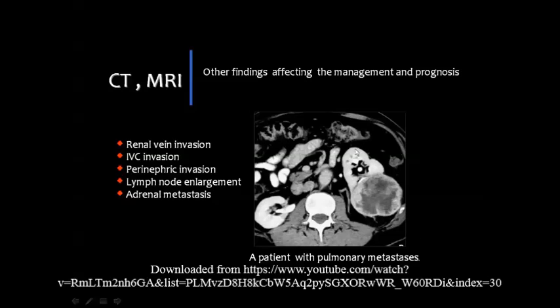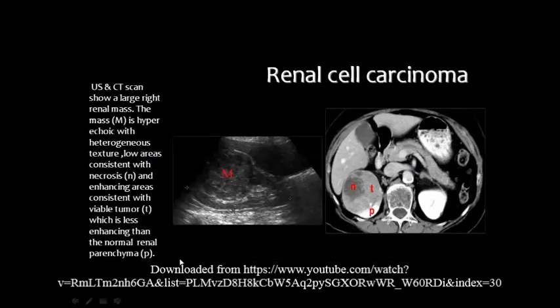And you can see this is the left kidney, and there is a big mass arising from the lower pole of the kidney. These hypodensities within the tumor mass represent tumor necrosis, but still you can see viable tumor tissue enhancing. And if you diagnose renal cell carcinoma, we have to say something about renal vein invasion, IVC invasion, perinephric extension, lymph node enlargement, and metastatic deposits.